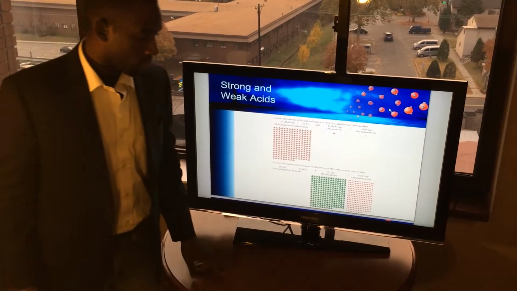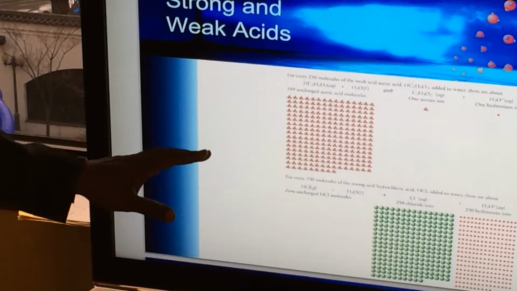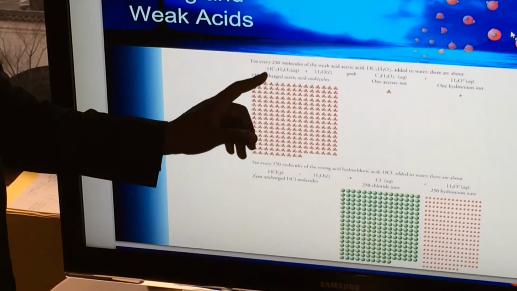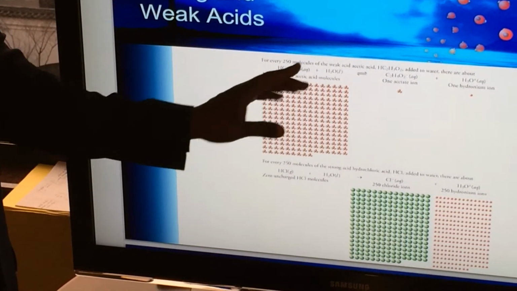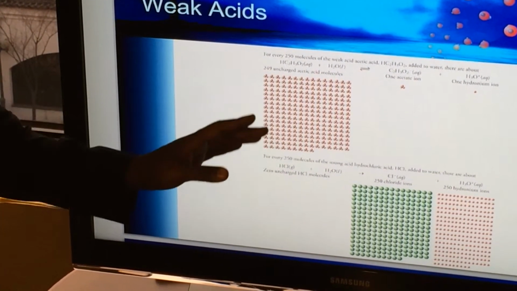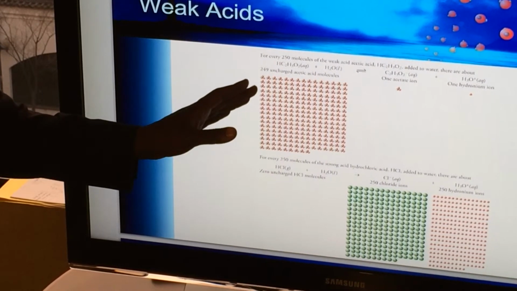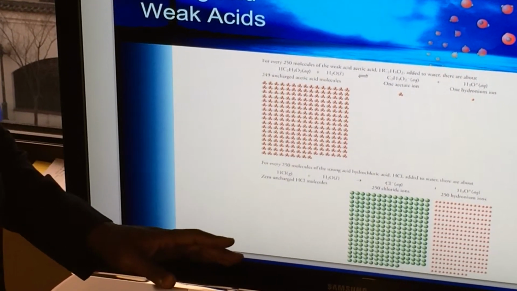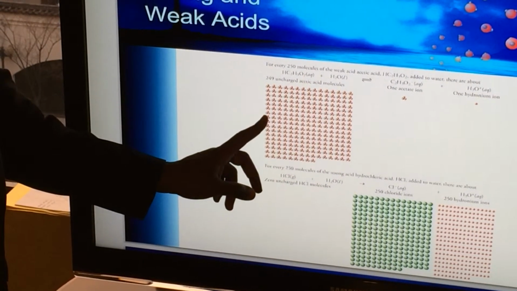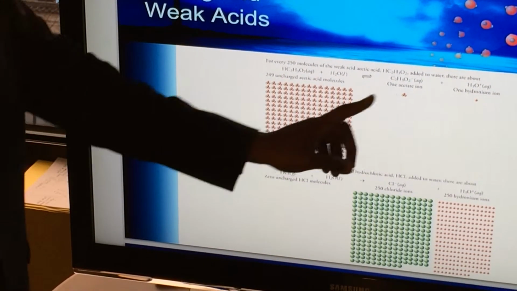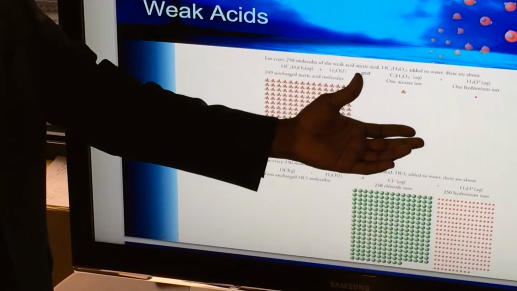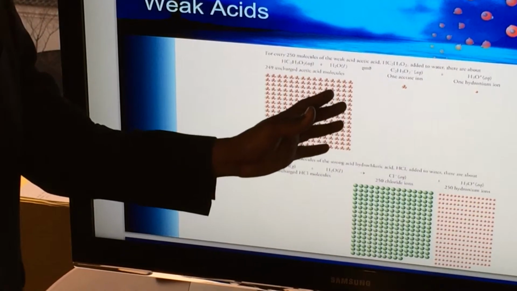So this is visually difficult to recognize, but what it's saying is that for every 250 molecules of acetic acid added to water, there's only about 249 which do not become ionized. So of the acetic acid in water, only one becomes a part of the ionic process of creating hydronium.